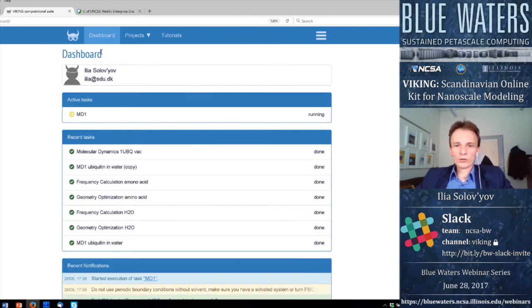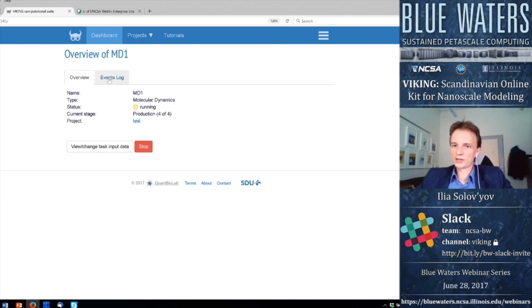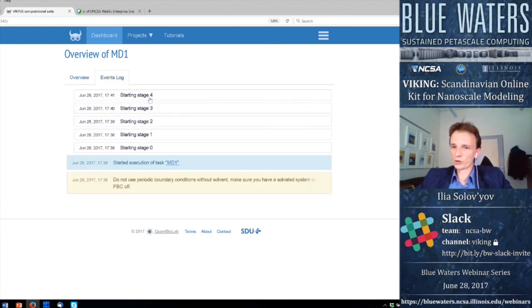All right, so let's have a look how this task is doing. If I go and click on the MD1 task, you see that we are already in stage 4. So probably the task will complete soon. Maybe while it is running, we will get back to that.